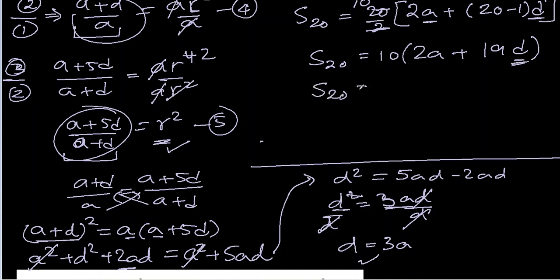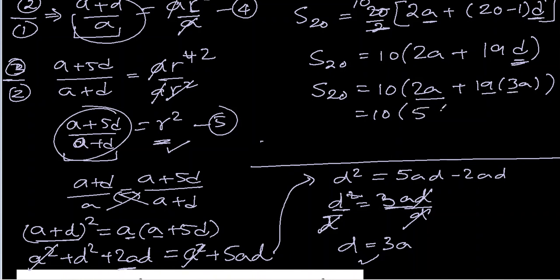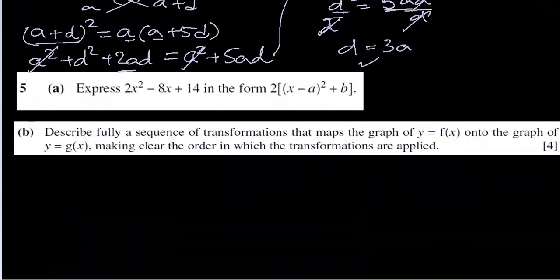So S20 is 10 times 2a plus 19 times 3a. So it becomes 10 times 2a plus 19 times 3 is 57, 57a, 20a plus 57a is 77a. And S20 finally comes out to be 590a. S20 is in terms of a now. Done. Let's see what is next.